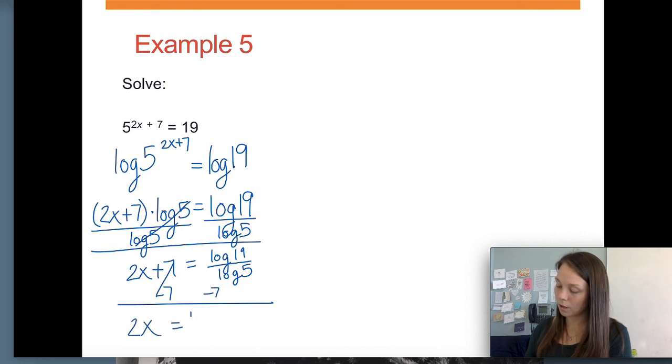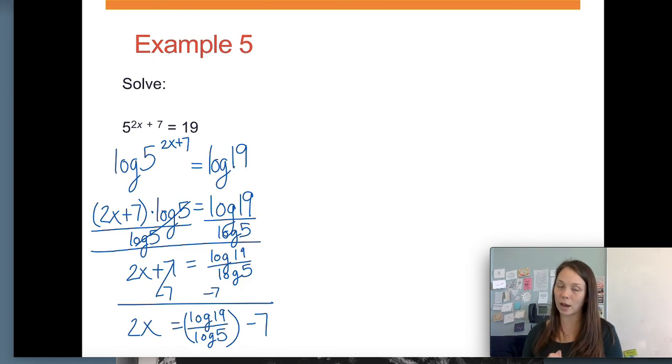So again, this log of 19 over the log of 5 technically represents a decimal number. I'm just going to leave it as it is for right now. The last thing I'm going to do to get x by itself is divide by 2. Okay, so this is where things begin to look pretty messy.